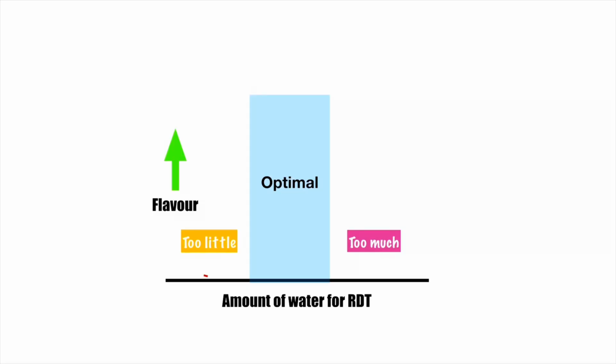So what can we deduce from all of this? It is crystal clear that for every grinder, for every burr, and for every coffee, there is an optimal amount of water that you need to use for RDT. Using too little or too much is going to have a detrimental effect on your extraction and your flavors.